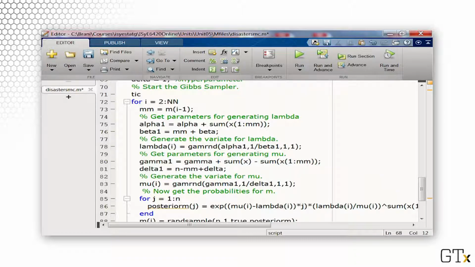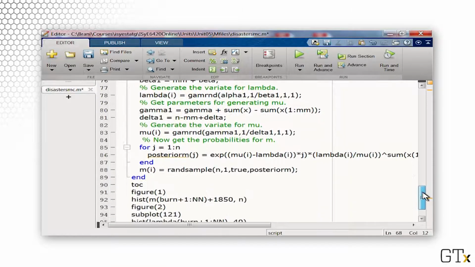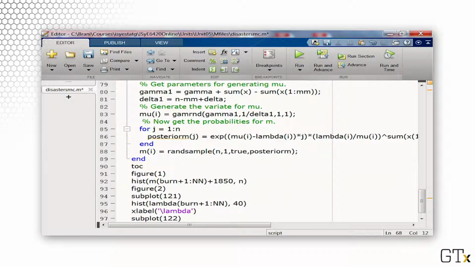The 1, 1 means a single observation. The same thing for gamma and delta, and we simulate new mu as gamma distributed with gamma 1 and 1 over delta 1 because of the scale, single observation. And then we have also the posterior of m_j, which is proportional to this expression that I was talking about, and we find this for all n years. And at the end, we sample a random number between 1 and n, a single one, with repetition, but that is not important in this case because we have a single number, with the posterior as the weight.